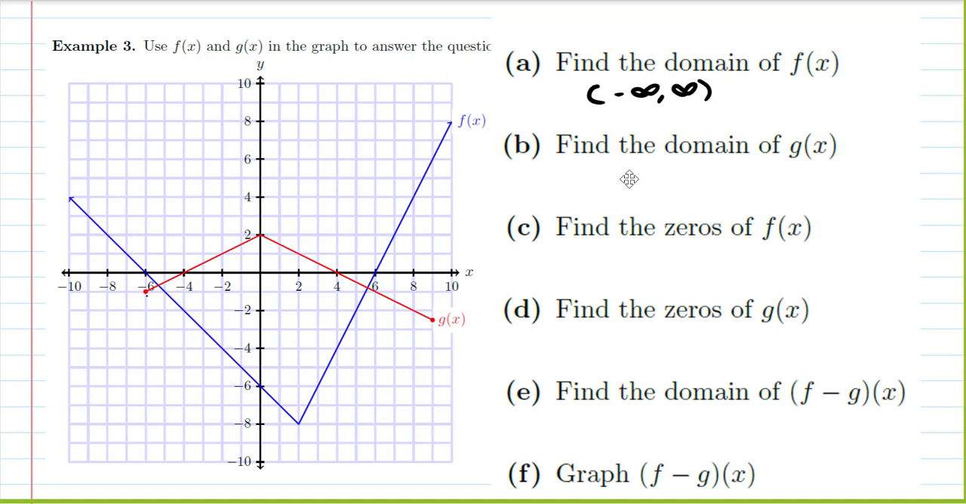Well, we find our smallest x and our largest x. So the domain of g is going to be from -6 to +9.